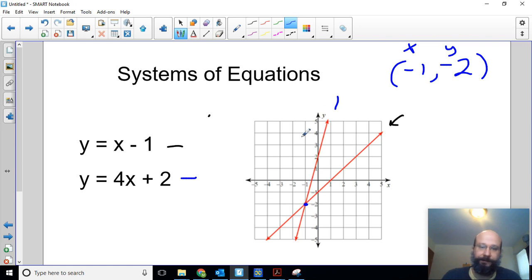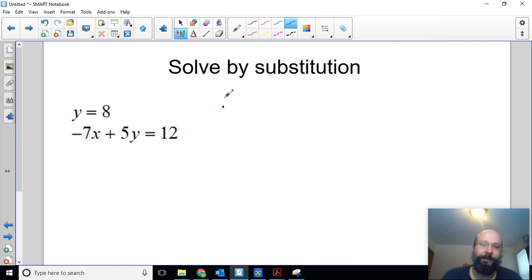So graphing linear equations, wherever the lines cross, that would be your answer. And it's also the easiest way to solve these. But we're going to start with solving by substitution. In here, one of them is going to be solved for y, and one of them is going to be in standard form. When you're substituting, you take the one that's solved for y, which is y = 8, and substitute this value in for the y in the other equation.